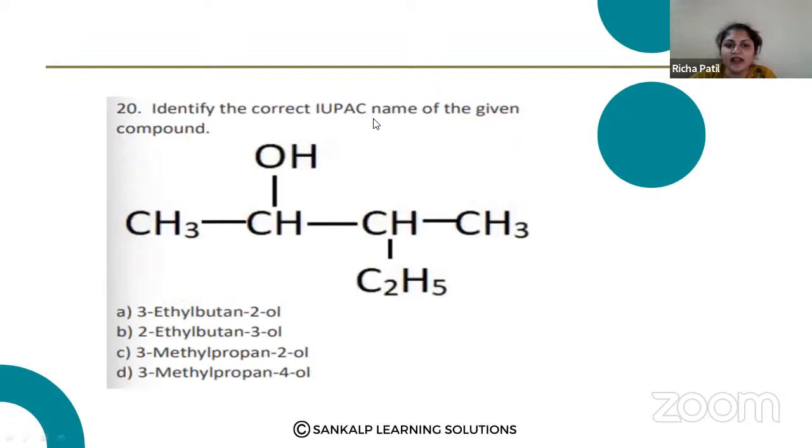Identify the correct IUPAC name of the given compound. What is the IUPAC name? I'll give the numbering. Three-ethyl butane-diol.